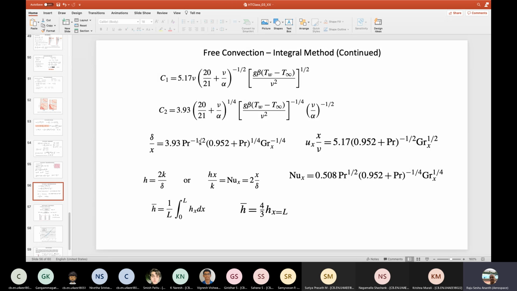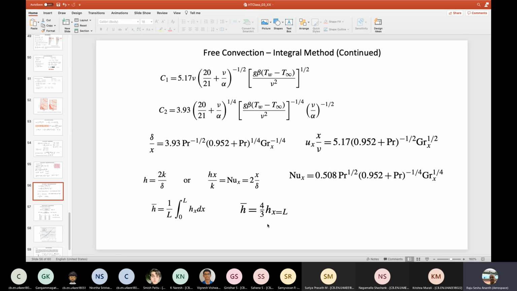So delta x, remember, was a 1 over Reynolds number square root. Here, instead, it is 1 over the Grashof number to the fourth root. These are all some Prandtl number, some number here. But the interesting thing is, instead of 1 over square root of Reynolds number, it becomes 1 over the Grashof number based on x to the 1/4 power.